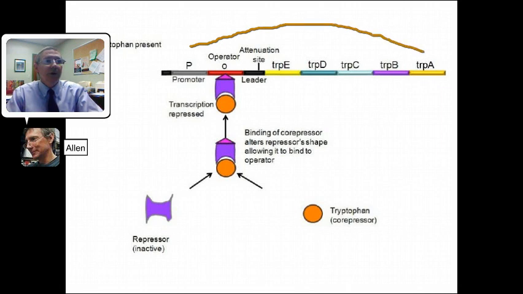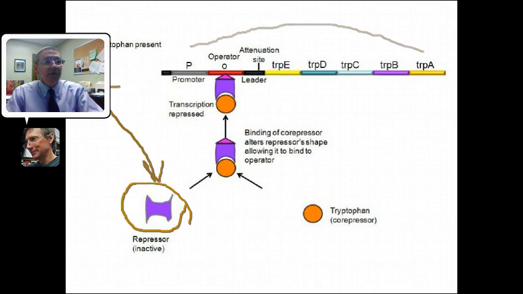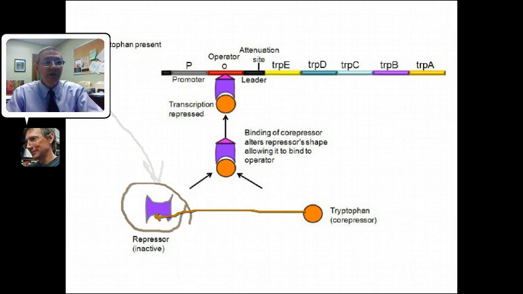So, there's the trp operon. There is elsewhere in the cell a gene that encodes the trp repressor. This is a repressor protein. In its initial state, just the protein alone, it's inactive. Tryptophan binds to an allosteric site in that trp repressor. Tryptophan, by the way, is called the co-repressor.